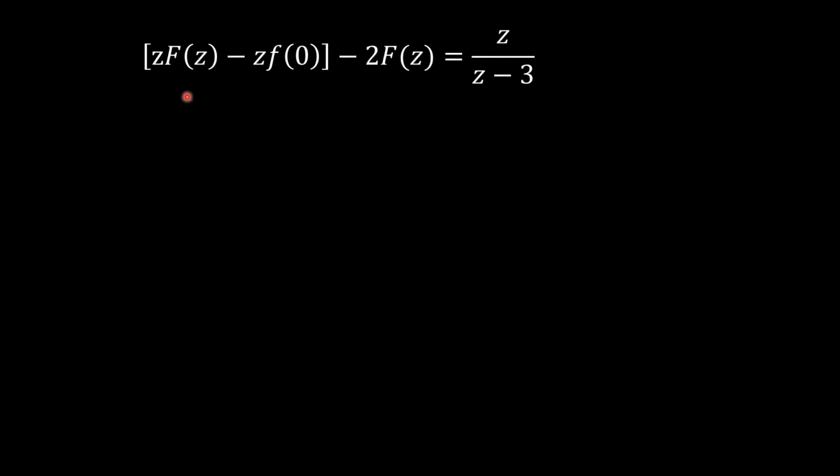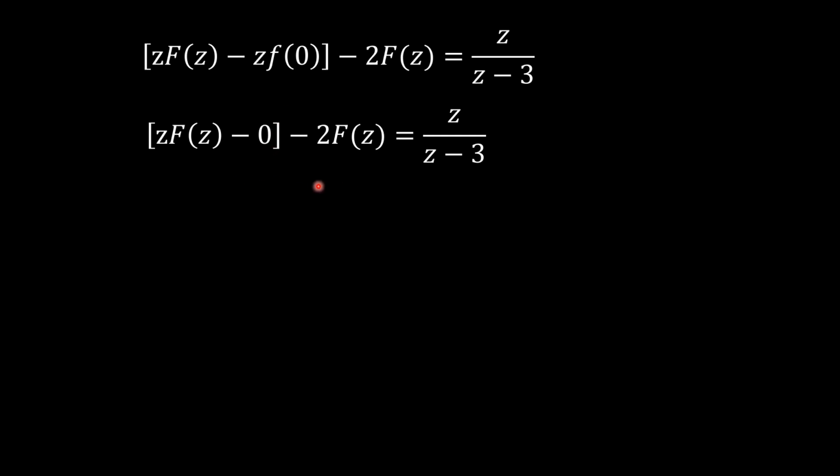For the first term, the Z transform is z into F(z) minus z into f(0) minus 2 into F(z) equal to z divided by z minus 3. This is for n greater than or equal to 0. Now, we have been given that f(0) is equal to 0. So, we got this expression.